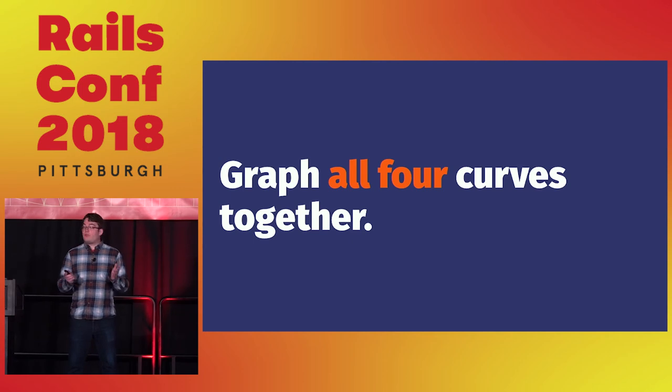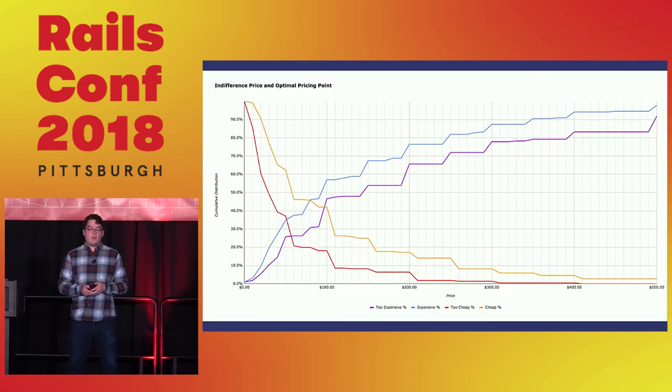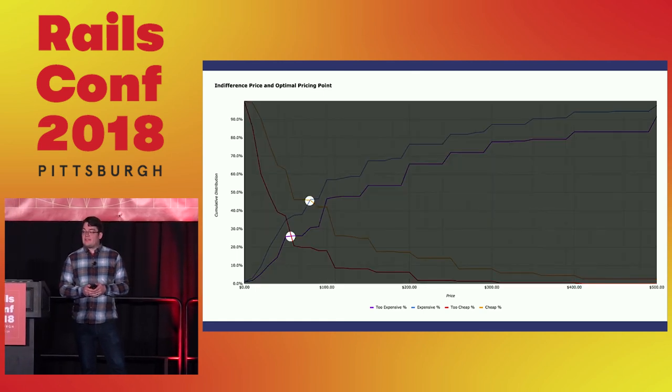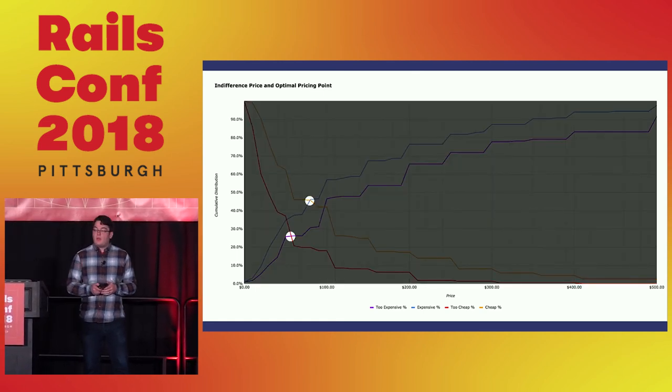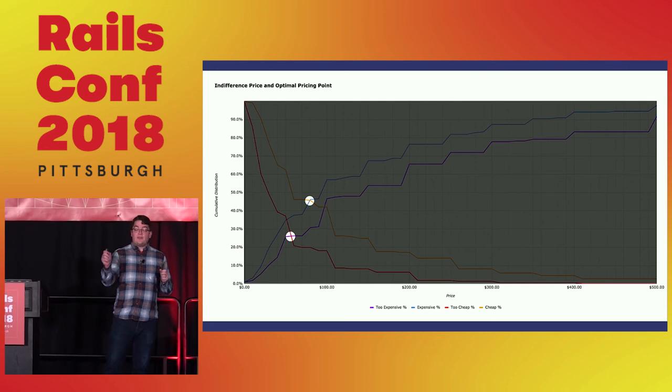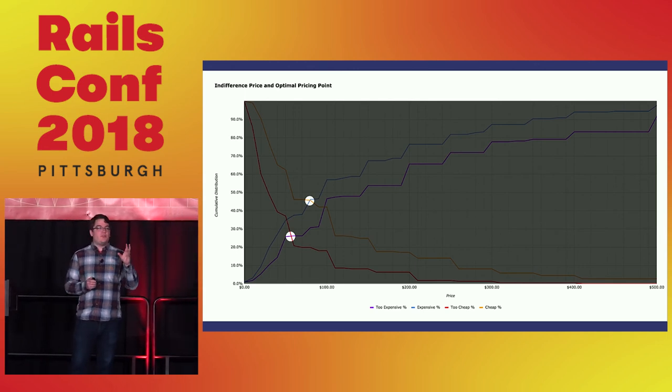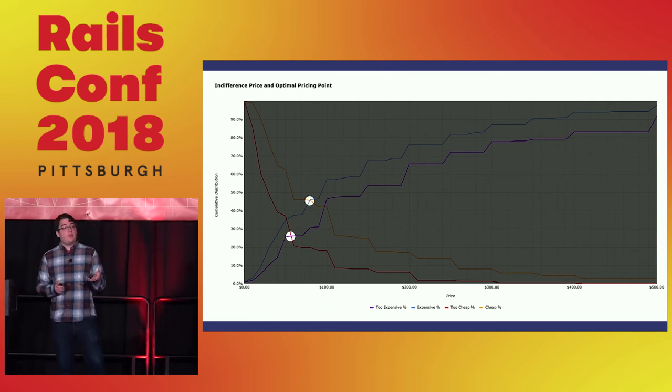Next, we want to graph all four of these curves together. We have a kind of messy looking graph here, but we still have the same information. If you have a wide difference between the optimal pricing point and the indifference price, it can indicate that people are sharply sensitive to pressure in the market. This generally means that the cost of your market has changed sharply recently, and people are scared of pricing.